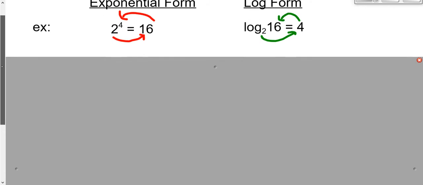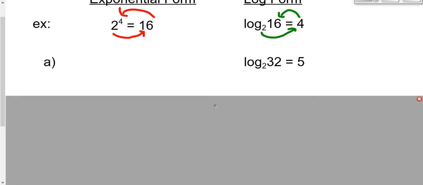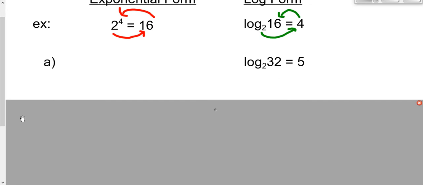Let's go ahead and try another example. Let's try example A. Make sure you label this as example A in your notes. We have been given the logarithmic form. Log base 2 of 32 equals 5. So we would want to write this in exponential form. If you'd like, please take a second and see if you can try this on your own. If you need to pause the video, go ahead and do that.